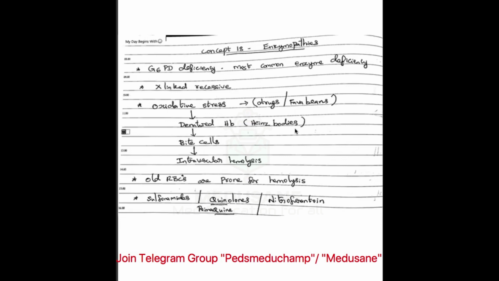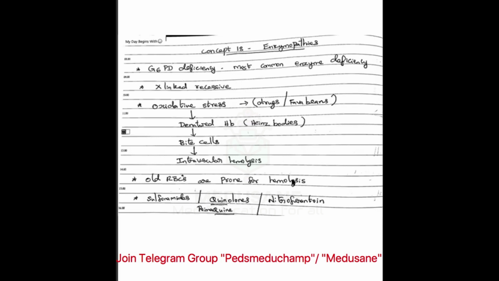This denatured hemoglobin is called Heinz bodies. So it's going to go through the spleen. The macrophages are going to bite those Heinz bodies. So now the RBCs will become bite cells and they will become hemolyzed. So G6PD deficiency, intravascular hemolysis. So finally you will have hemolysis, both intravascular and extravascular. You will have jaundice. Okay.